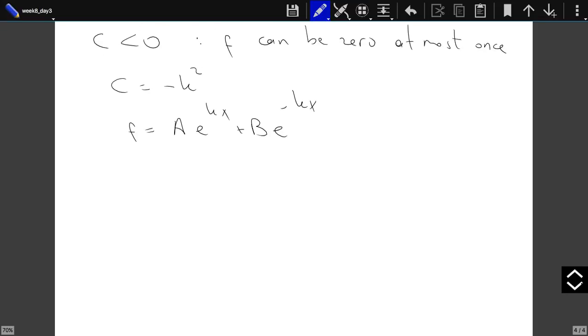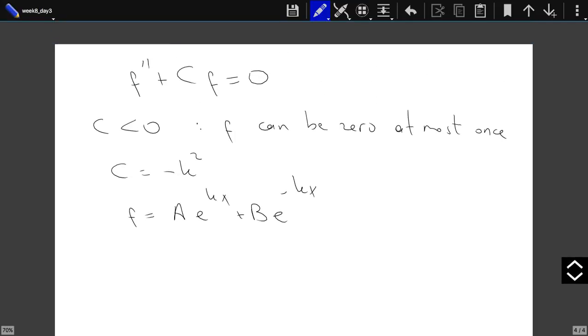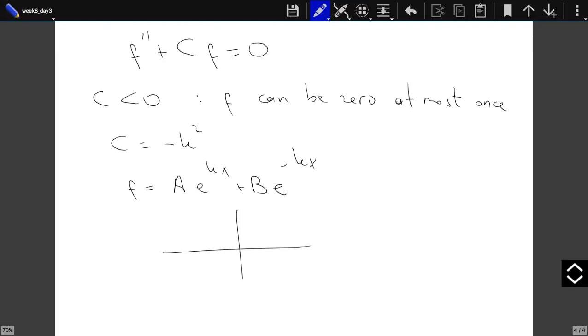So you see, for x goes to minus infinity, so let us plot them. A and b, they can both be positive. If a and b are both positive, the exponents are also positive, so this function f is always positive. It will look like this. This is a and b, they are both positive.